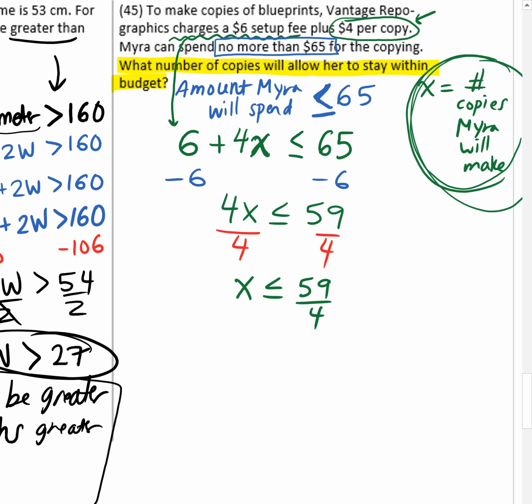So we could make that a decimal because this is a real life situation. Or you can make it a mixed number if you like that. I kind of like that. 4 can go into 59 how many times? Let's see.